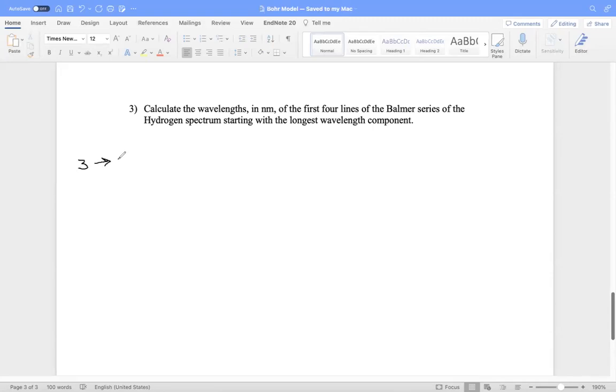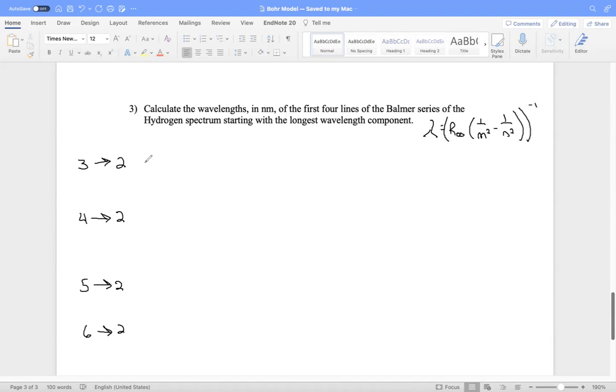So that's just going to be our series going from 3 to 2. And then we can add the next ones, 4 to 2, 5 to 2, 6 to 2. And so we know our equation, just keeping that in mind for wavelength. It is our lambda equals our Rydberg constant times 1 over m squared minus 1 over n squared. And this is all raised to the negative 1.